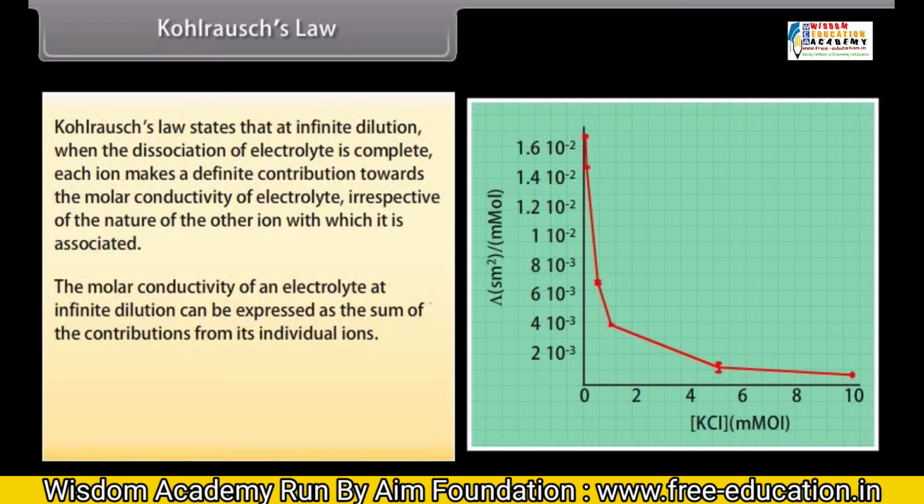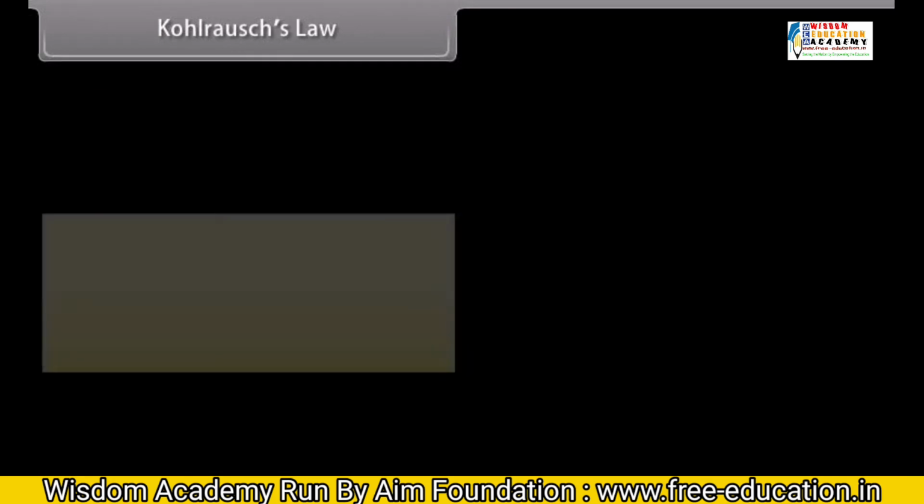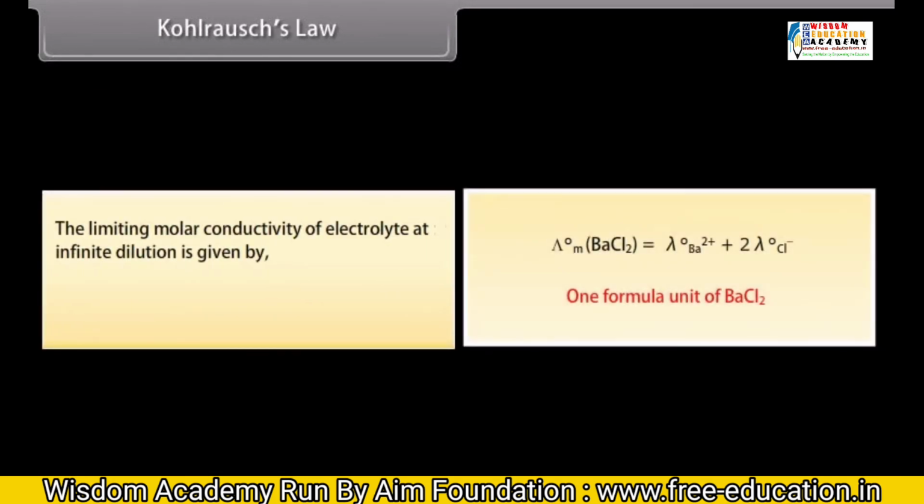the individual ions. Let us assume lambda naught positive and lambda naught negative represent the limiting molar conductivities of cation and anion respectively. The limiting molar conductivity of the electrolyte at infinite dilution is given by V positive lambda naught positive plus V negative lambda naught negative, where V positive and V negative represent the number of positive and negative ions furnished by each formula unit.